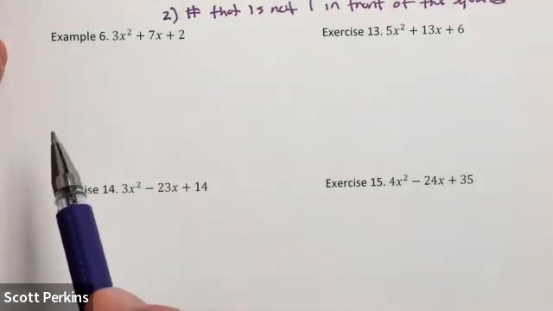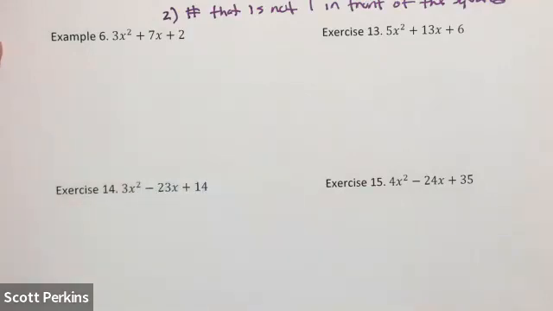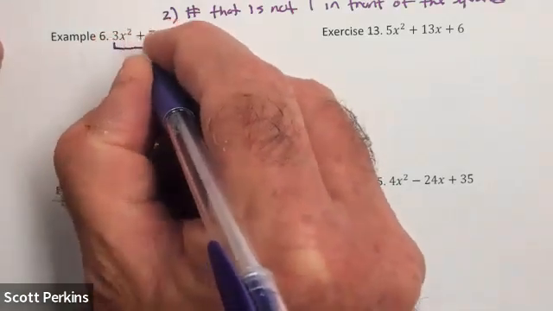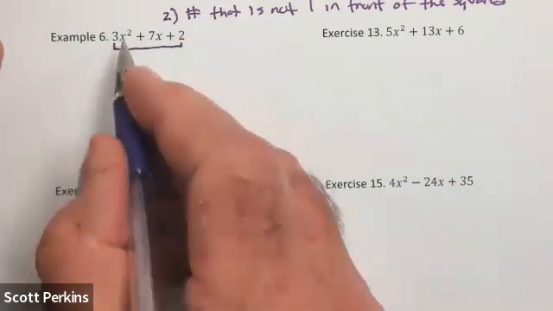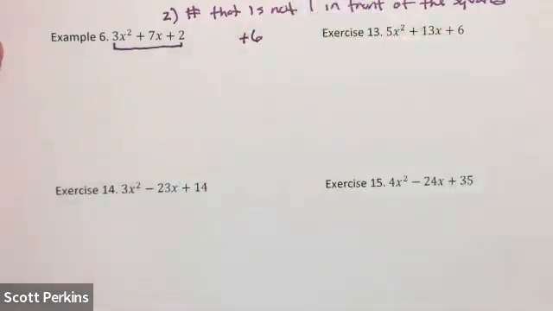So here's what we're going to do. I've got 3x squared plus 7x plus 2. The way that I'm going to show you to factor is we are going to take the first number and the last number, and we're going to multiply them together. So 3 times 2 is a positive 6. I'm going to write a positive 6 over here on the side. This is my scratch work.